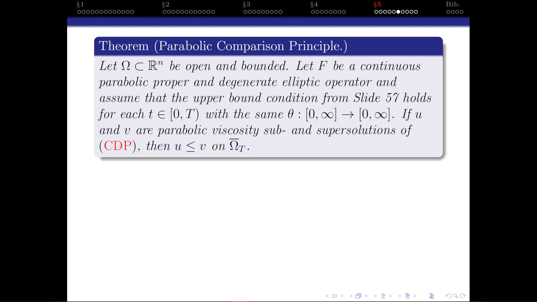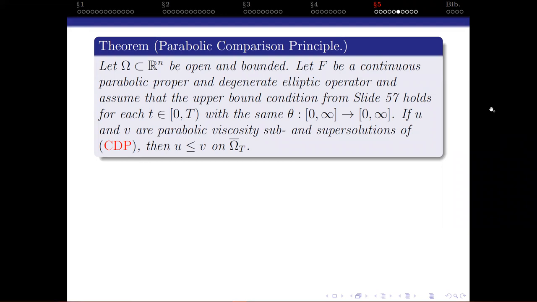The only real difference here that I can spot, apart from the slight updates to our environment, is that in our original comparison principle, you'll remember we had to have a lower bound condition for the function f, and we also had an upper bound condition with a function theta for f. Well, in our case, we actually don't need to have the lower bound condition, and we'll see why in just a minute. We do need the upper bound condition, and it needs to be changed so that it holds for every single value t in the interval from 0 to big T. Apart from that, though, the theorem is going to be very similar. I'm going to highlight where it differs.